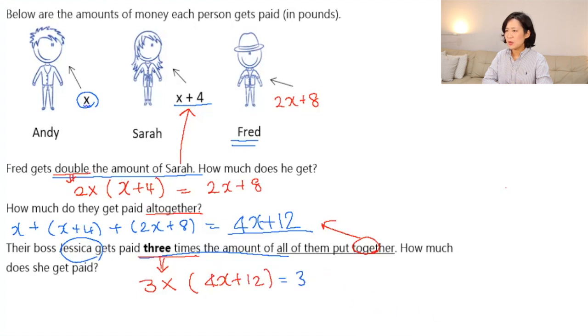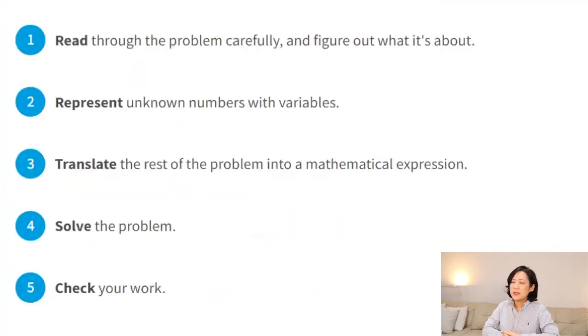Then let's expand our bracket. 12x, then 3 times 12 gives you 36. Now let's talk about the steps for solving algebra word problems.